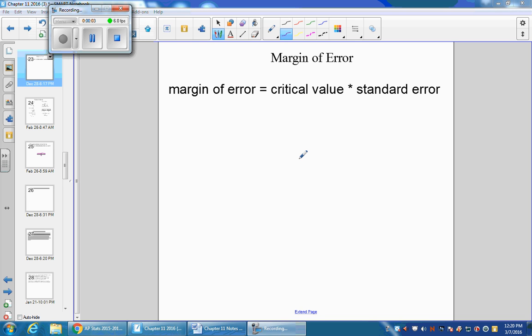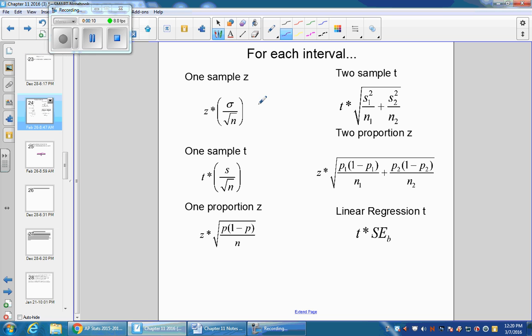Hello! We've talked before about margin of error being the critical value times the standard error. Now, to be a little bit more specific about it, here are all of the formulas for margin of error. For one sample, you take z star times your standard error, or t if you don't know the population standard deviation. For proportions, always use z star. For two-sample t, you use t times that, and z star for proportions. The one we haven't talked about so far is linear regression t, where we take our t star times the standard error of our slope.